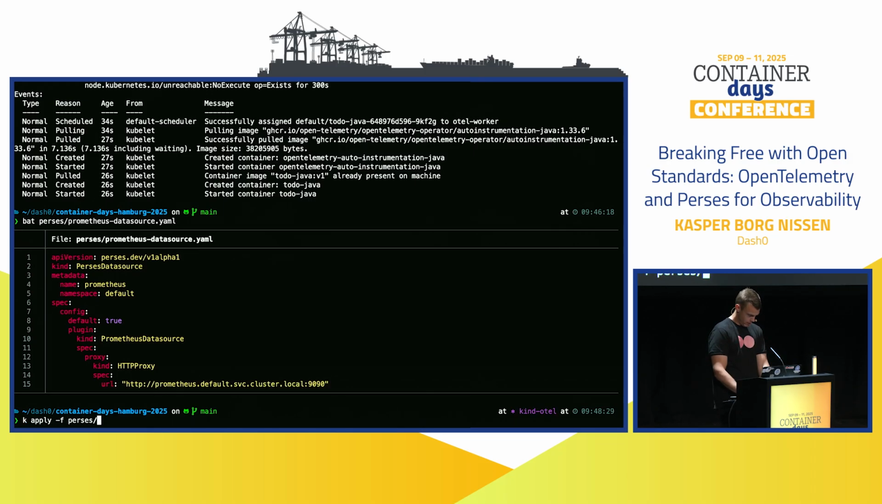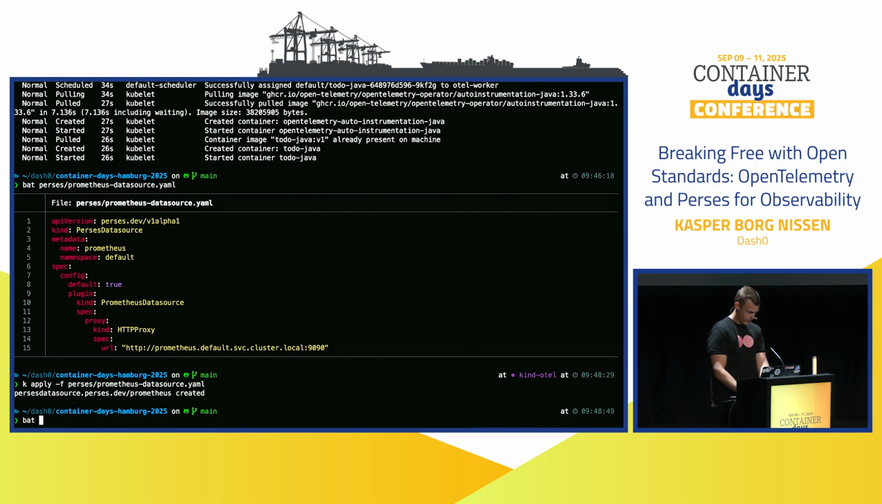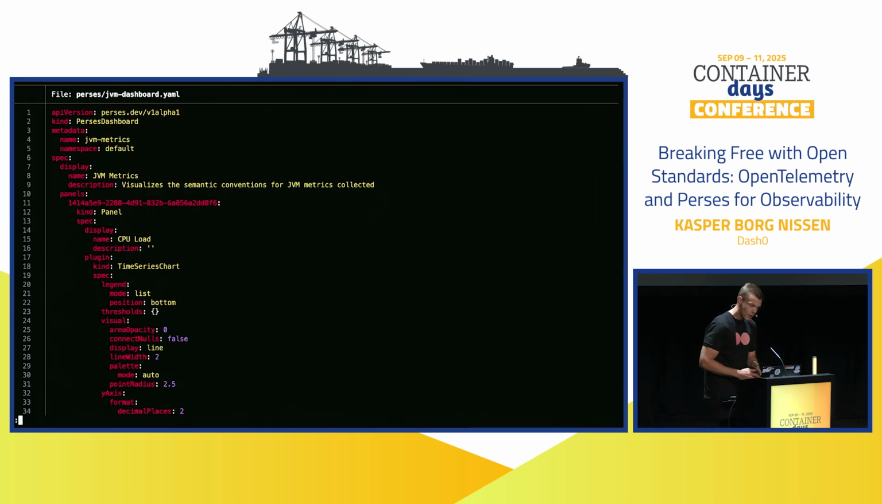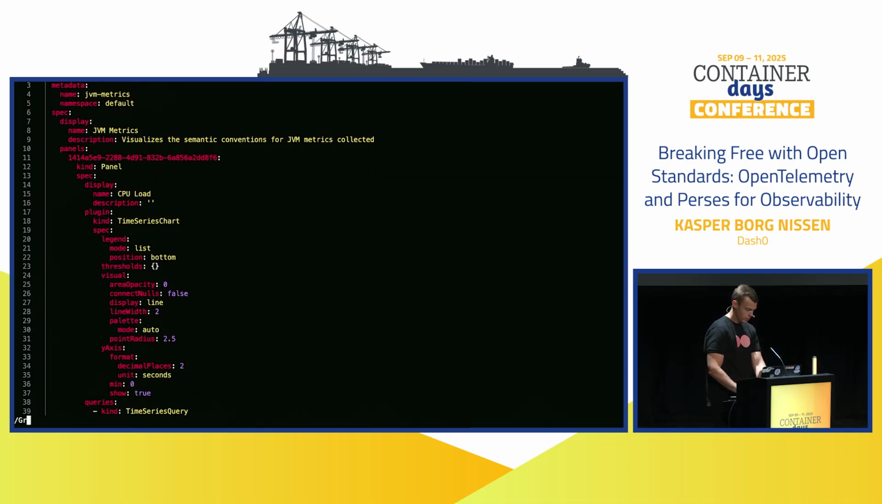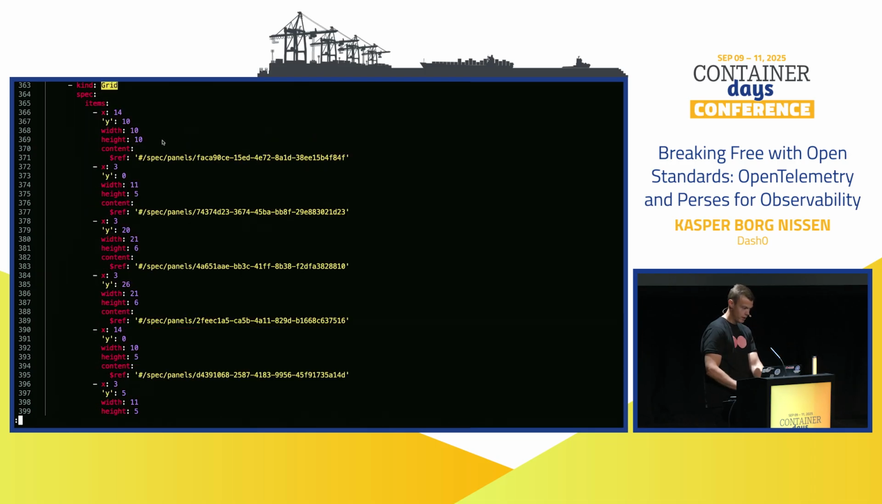Perses, Prometheus, there we go. And then we have a Perses dashboard as well. So this is a Perses dashboard, as you can see. You define different panels. Once you've laid out all of these panels, there's a grid view, and then you can place all the different panels as you like. You can define all of that either in YAML, in Go, in CUE, I think as well. So there's all kinds of options for how you're defining these dashboards.